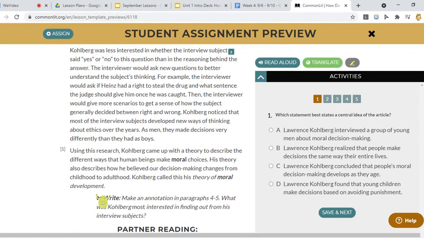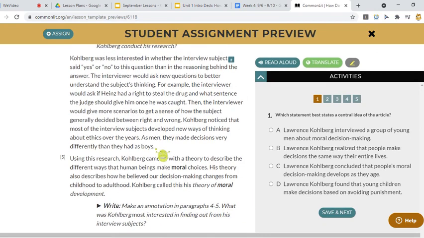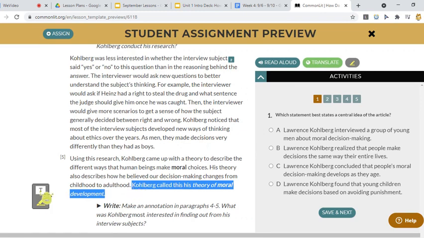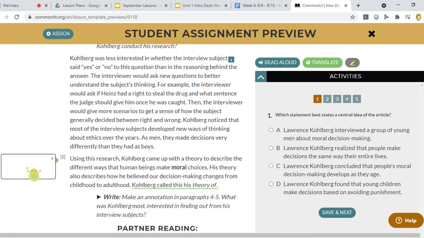Now, before we continue, we're going to do this little thing right here. It tells us to make an annotation in paragraphs 4 and 5. What was Kohlberg most interested in finding out from his interview subjects? So once again, we're going to pull something else out. As usual, we can go up to the highlight tool, or you could just highlight it. We'll just highlight the last sentence, and then I can just click on the T for text.